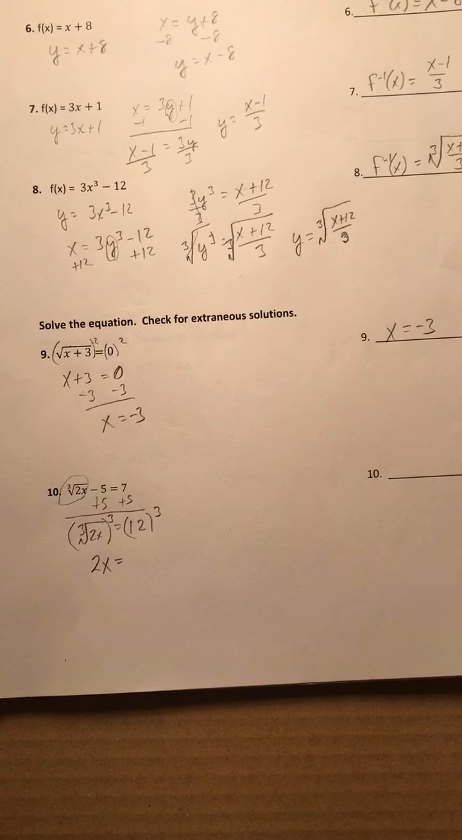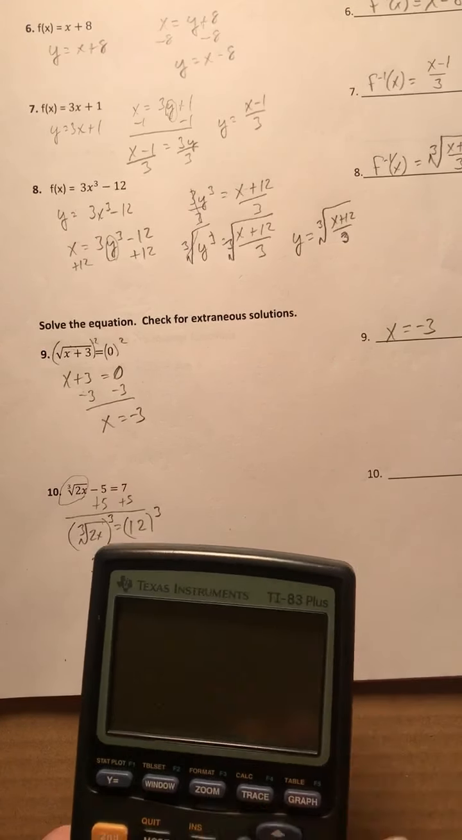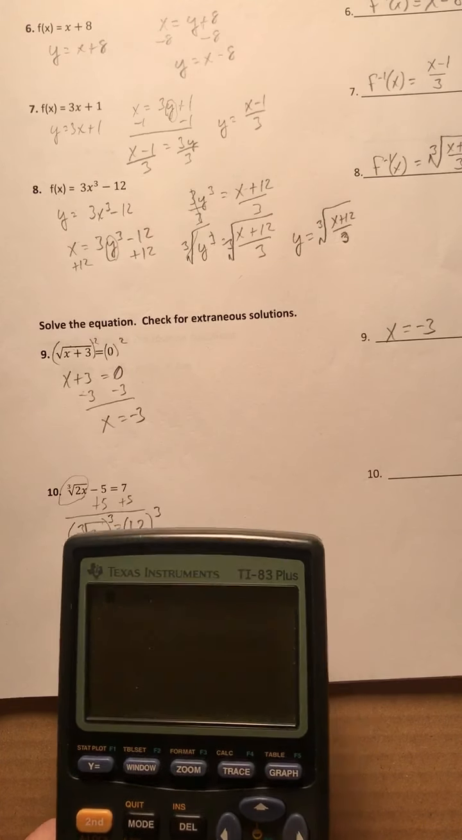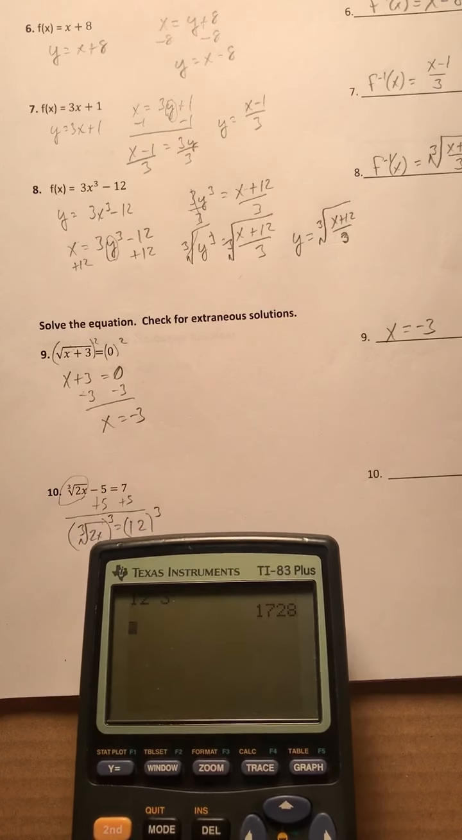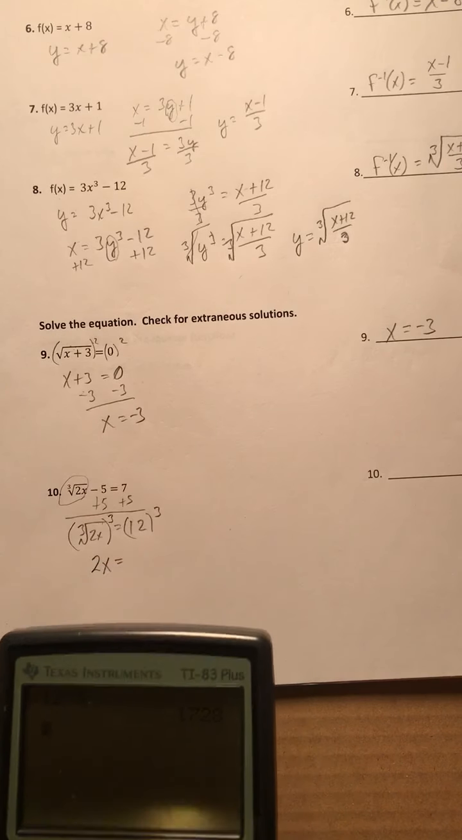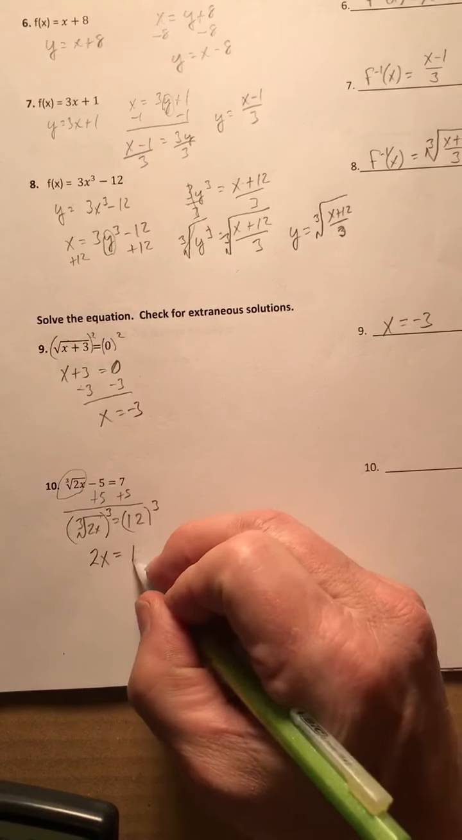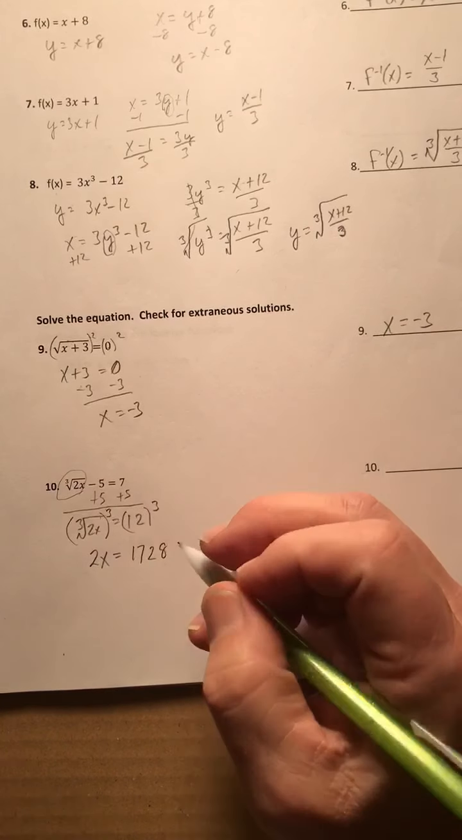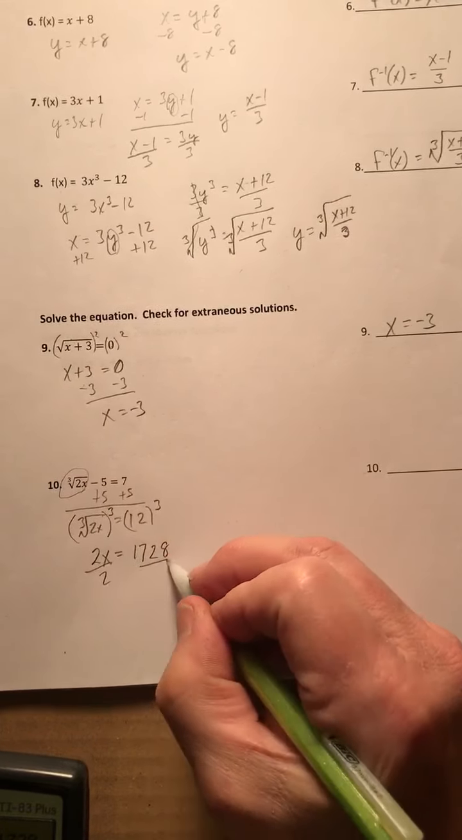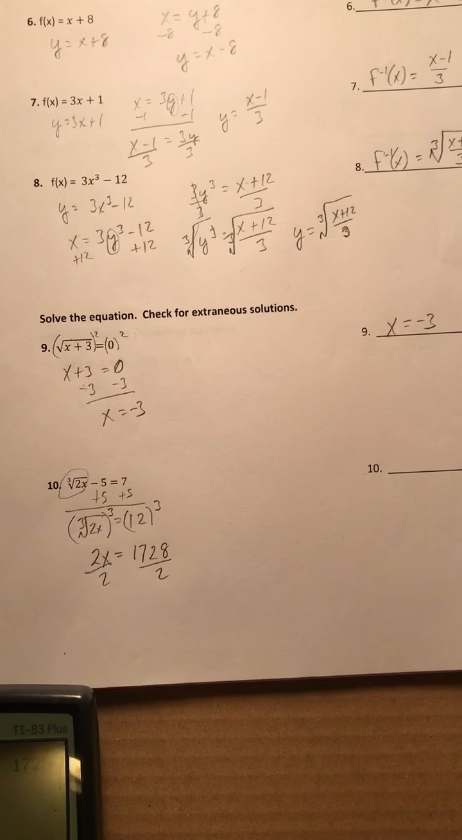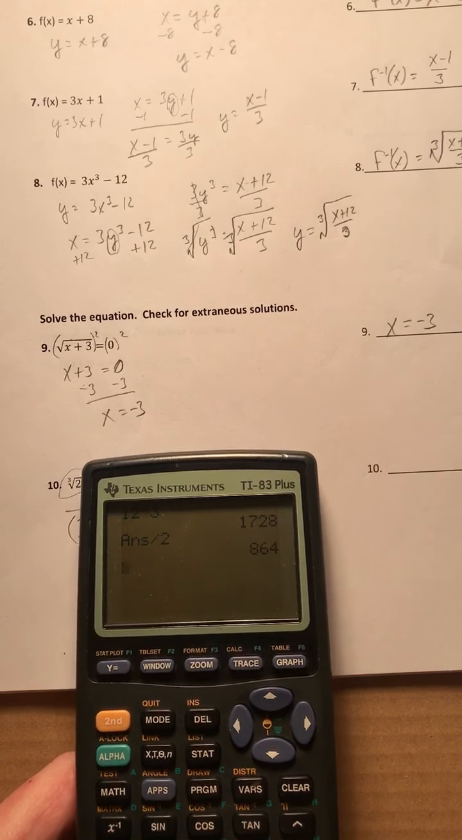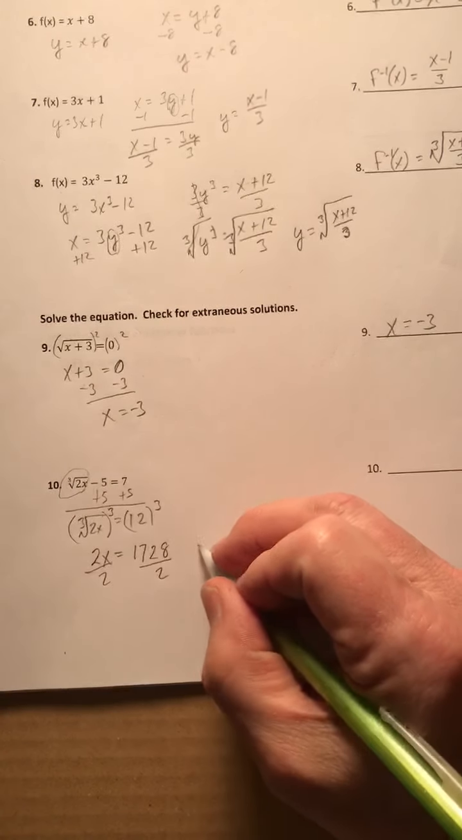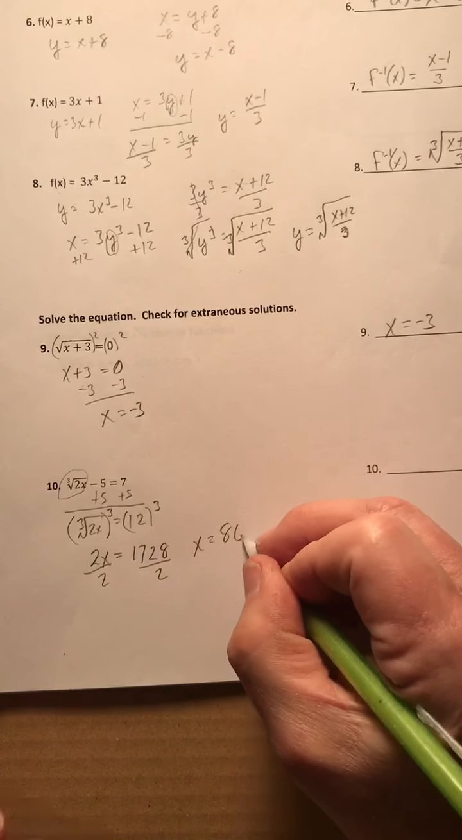I can do that real quick. So again, I'm just throwing this in the calculator. All right, so clear that out and just do 12 to the third power, and we get 1,728. And then I just have to divide that by 2. So again, I just use the calculator, divide by 2 and enter, and we get 864. So x equals 864.